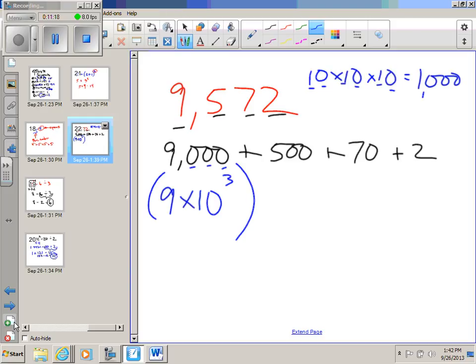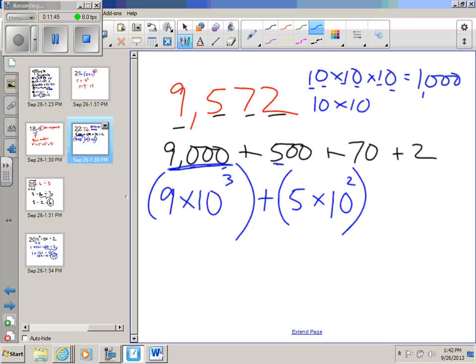I'm going to use the powers to write it in expanded form. So I know that the 9,000, okay, 9 times 10 to the thing. So then I'm going to add that to 5, the 500, times 10 to the what? Well, how many zeros do you have before you get to the decimal in this one? 2. Right? 10 squared, 10 times 10, 100, right? 5 times 100 is 500.